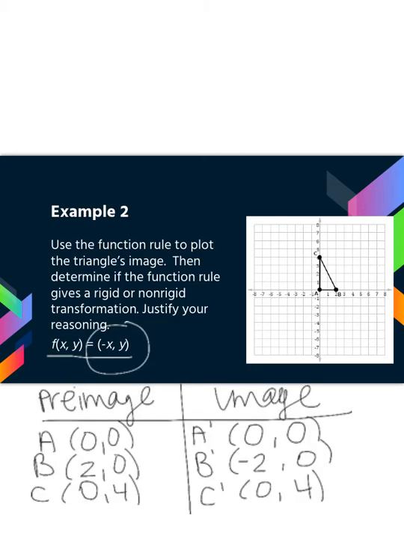So now we have our coordinates for our image. Like we did in example 1, all we do is plot these, connect the dots, and then we have plotted the triangle's image.